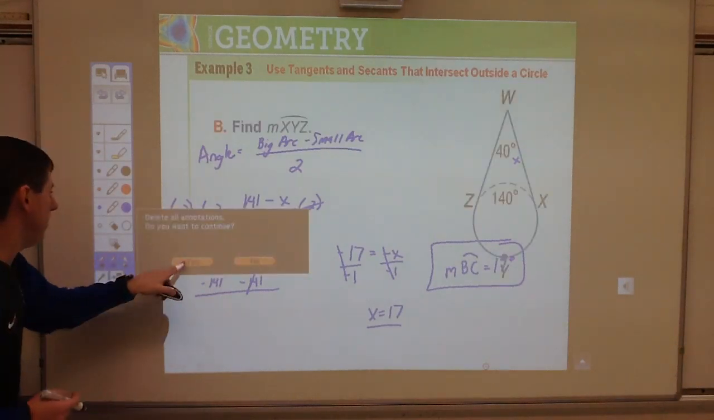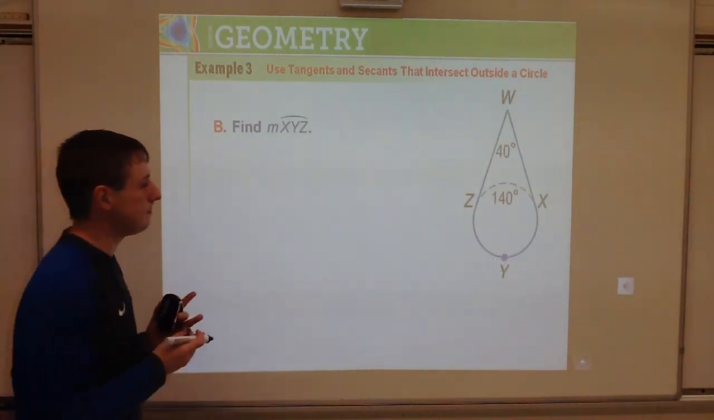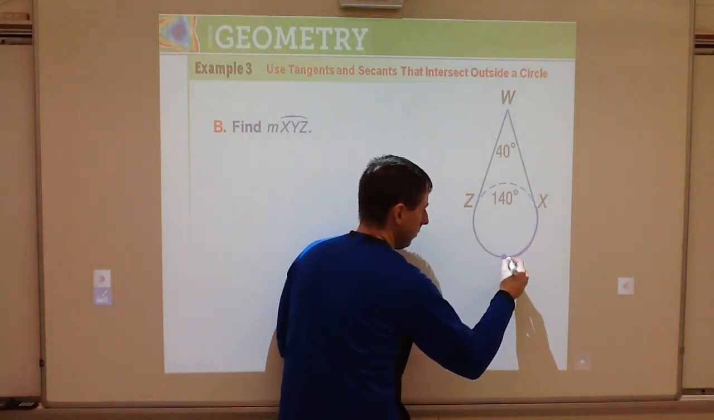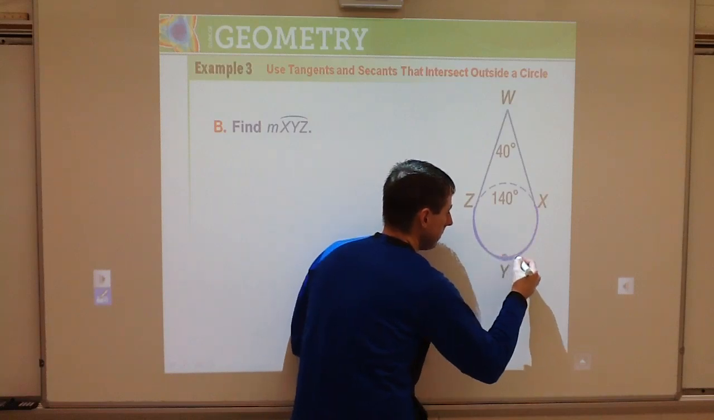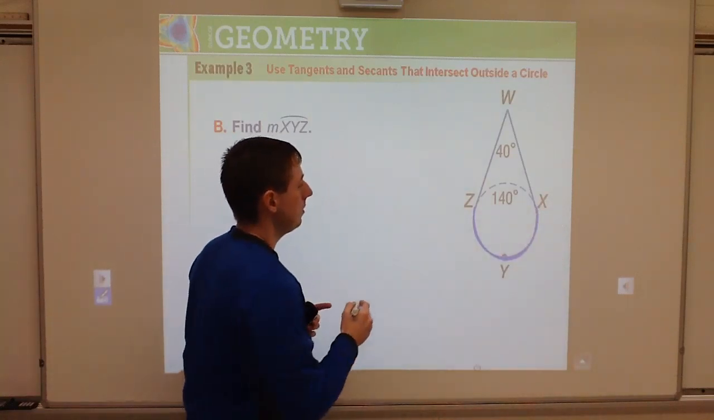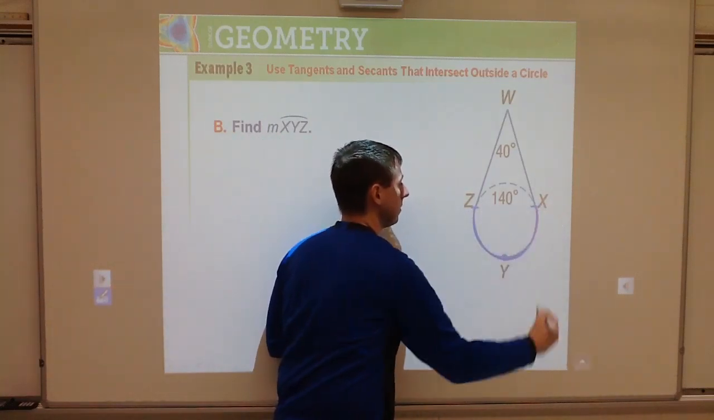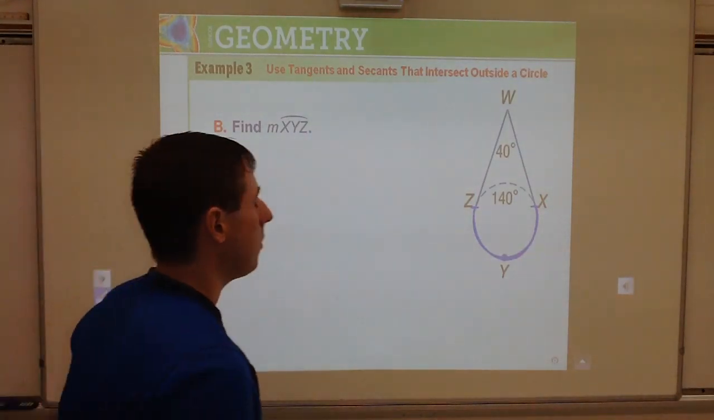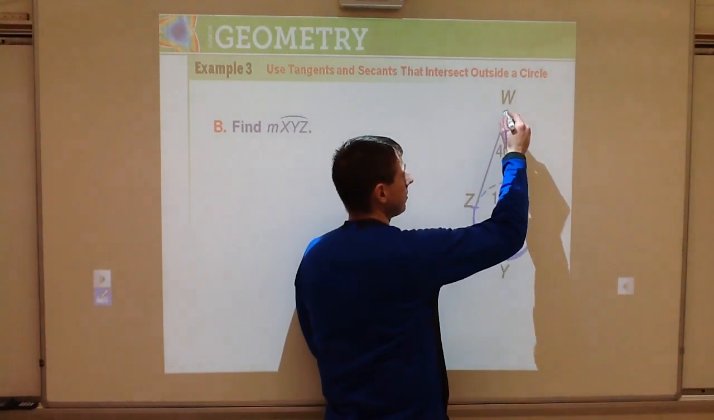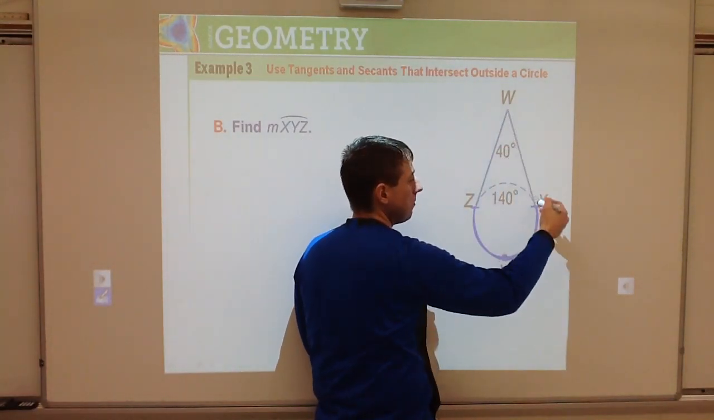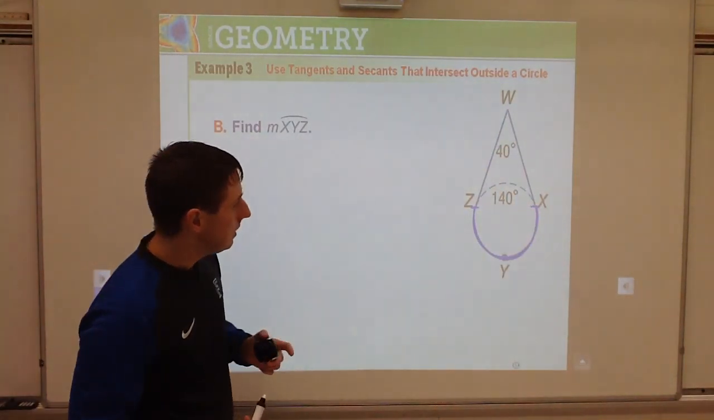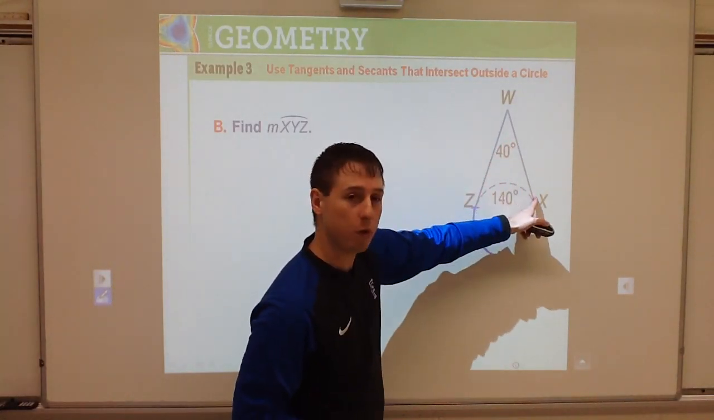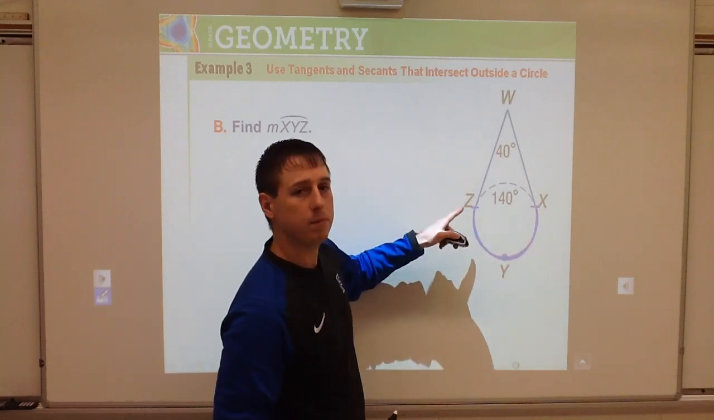How about another one? Measure of arc XYZ. So they want to know how big is from X, Y to Z. So it's like from there to there, all the way around there. What we have here in this picture is 2 tangents, WZ and WX. They're telling me the angle here is 40. This arc is 140, and they want this part.